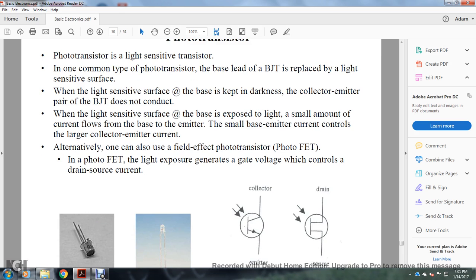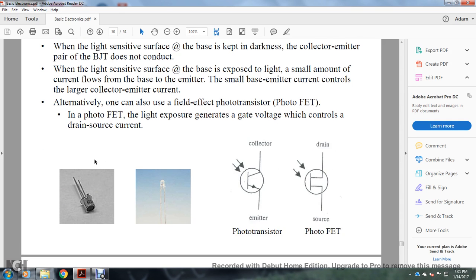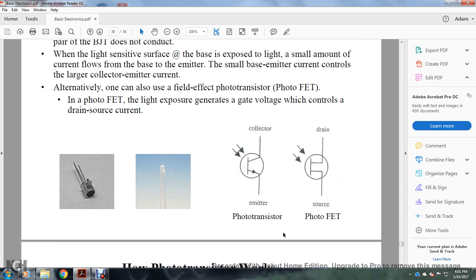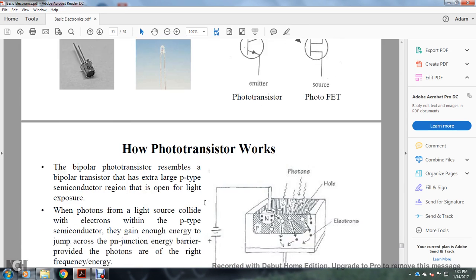Alternatively, one can also use the field effect phototransistor, or photo FET, a field effect transistor. In the field effect transistor, light exposure generates a gate voltage which controls the drain-source current. You have your phototransistor and then a photo field effect transistor, with drain and source corresponding to collector and emitter.